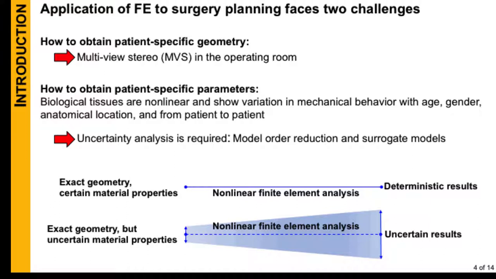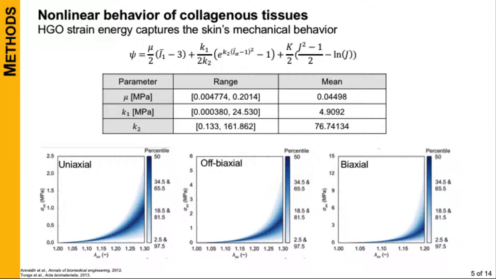Now, why are these models important? Because soft tissues are very nonlinear and also subject to large deformations. So this is an example of a strain energy function that describes biological tissues. It tends to have an exponential function, and these are parameters that were taken from the literature, measured ex vivo for skin samples. And what you can see here are the probability contours for three different very simple tests of material: uniaxial, off-biaxial, and biaxial tests.